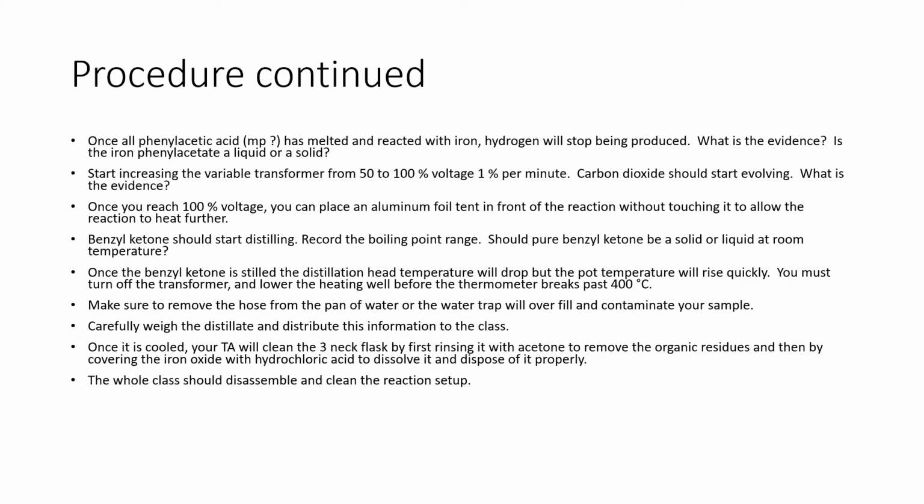Once this happens, we increase the variable transformer from 50 to 100% voltage, and what eventually happens is the carbon dioxide should start evolving. Once you reach this 100% voltage, we would place an aluminum foil tent in front of the reaction without touching it to allow the reaction to heat further. So basically we're covering the flask in aluminum to make it heat faster or heat better.